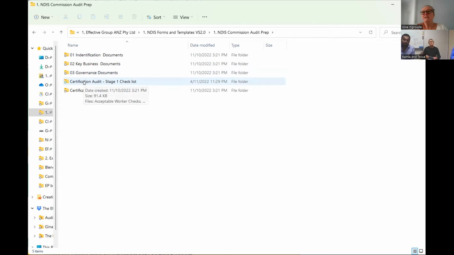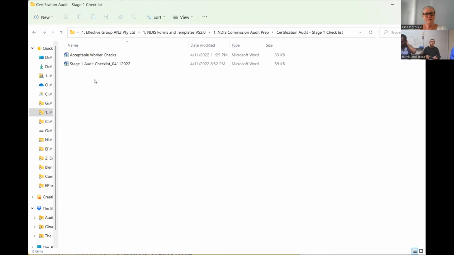So the stage 1 is simply a desktop audit. They're going to be looking through your paperwork and mostly your policies and procedures, and they're going to see if they can identify anything missing or anything that could do with improving. That's a good part. That's why policies get better and better, because they're constantly going through those. So this is your stage 1 checklist.